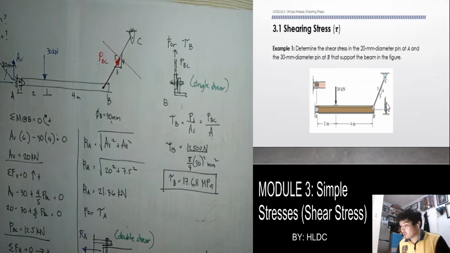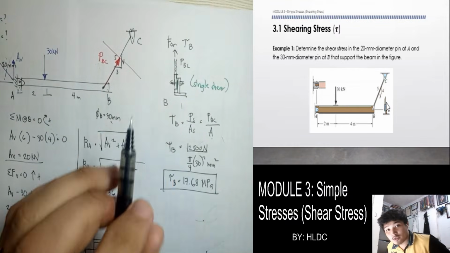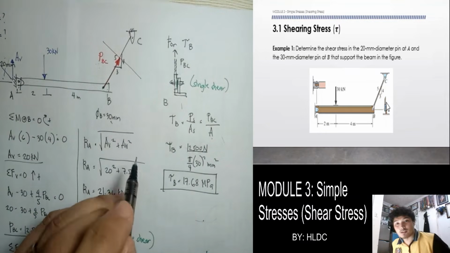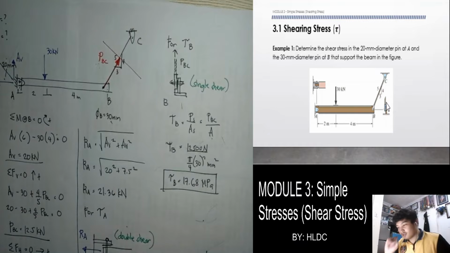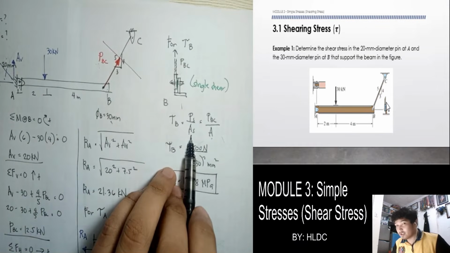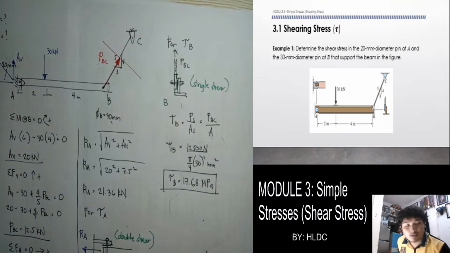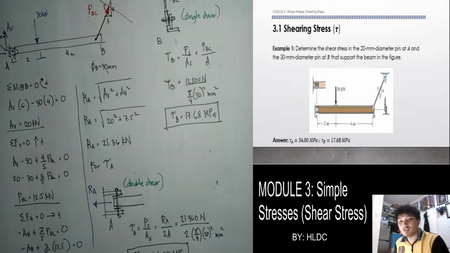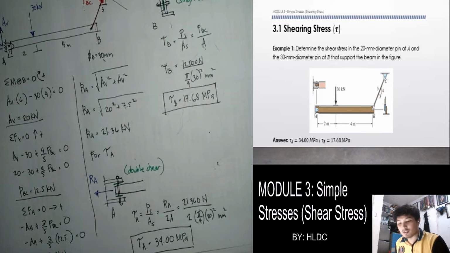Okay, ano yung important lang dito, class? Malaman mo kung ano yung mga forces or kung ano yung shearing force, at the same time kung ilan yung area being sheared. And then formula is simply as shearing force over the sheared area. Okay, let's check kung tama yung sagot. So 34 and then 17.68. Okay, next.